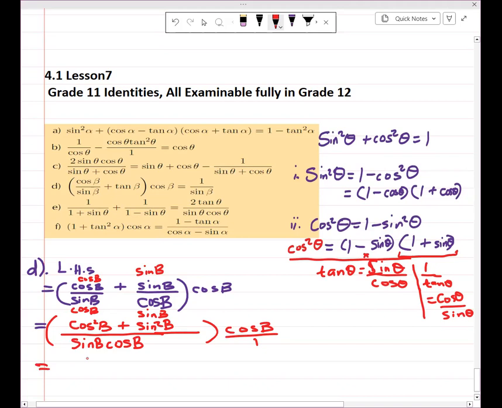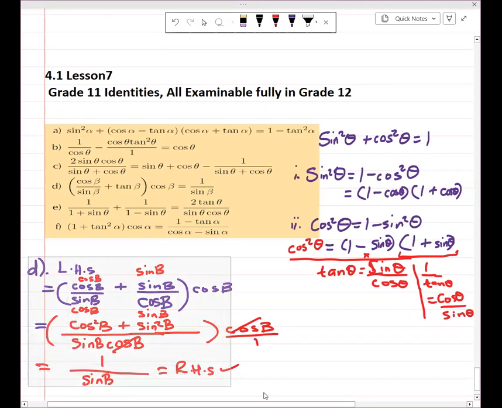Perfect. And then we can all see that the top is going to be 1 for this, right? And then the cos B at the bottom must cancel with that one at the top. Then you have sine B, which is equal to the right-hand side. And that's it for that question. We're going to now look at E. Let's look at E, ladies and gents.